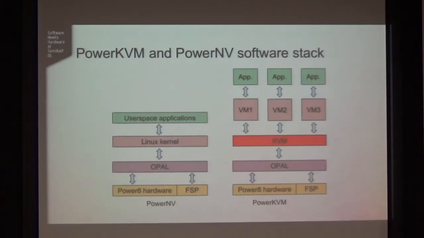Also, you can find the complete software stack which IBM offers. At the very bottom, we have the POWER8 hardware accompanied with something called FSP. FSP is a small coprocessor which is used for health management, for power management, for providing the console over the network. What's very interesting is the middle layer between Linux and the hardware. It's called OPAL. OPAL stands for Open Power Abstraction Layer.